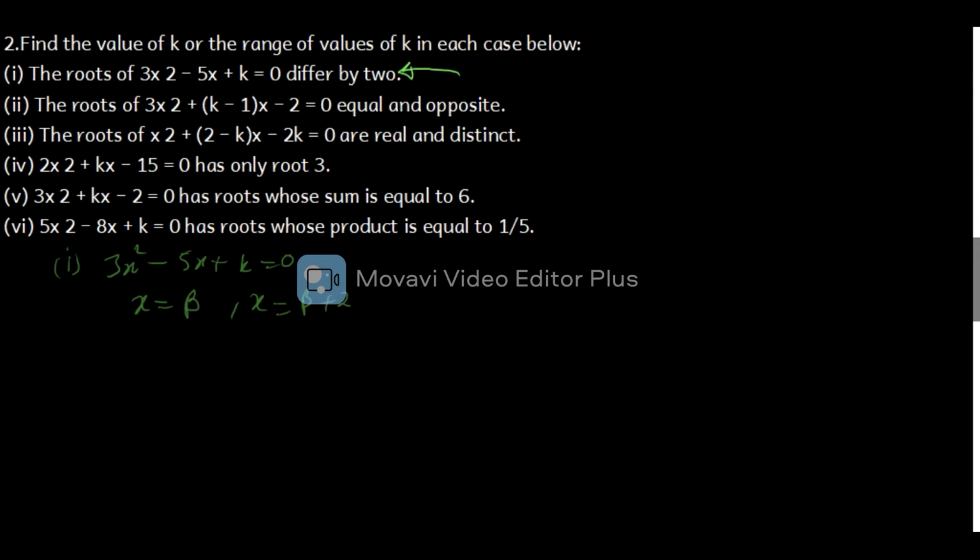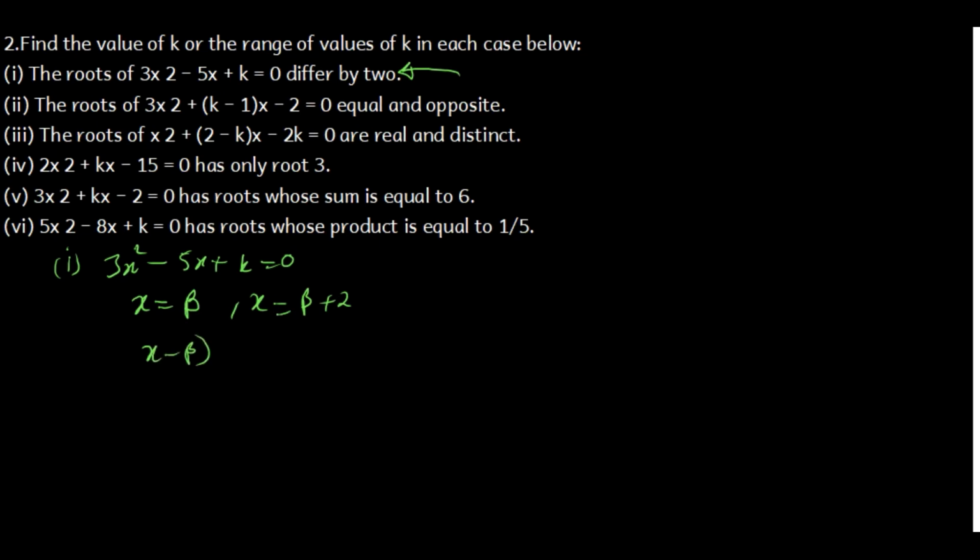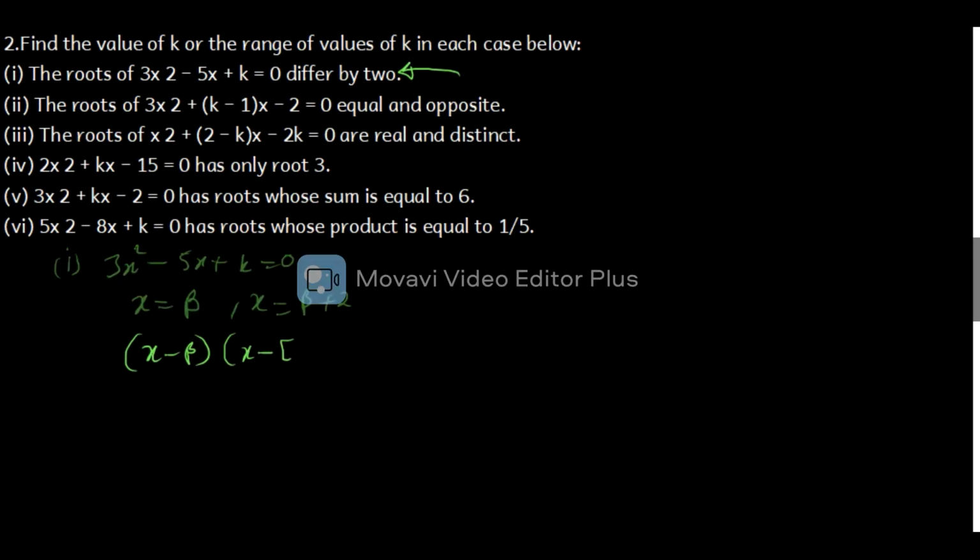Now for us to have these two roots, where do we come from? So that means it was x minus beta, and then x minus beta plus 2, that was equal to 0. So for us, the only way we can get these two roots is when it came from this point.